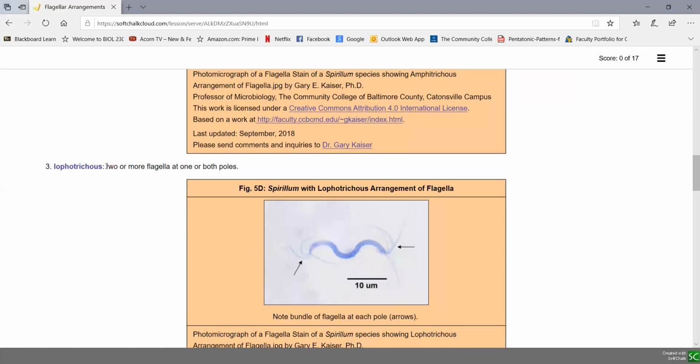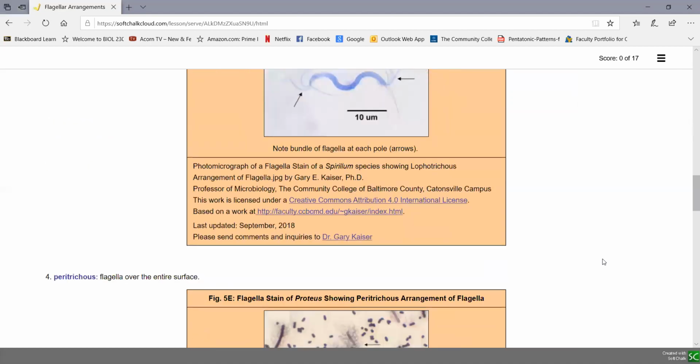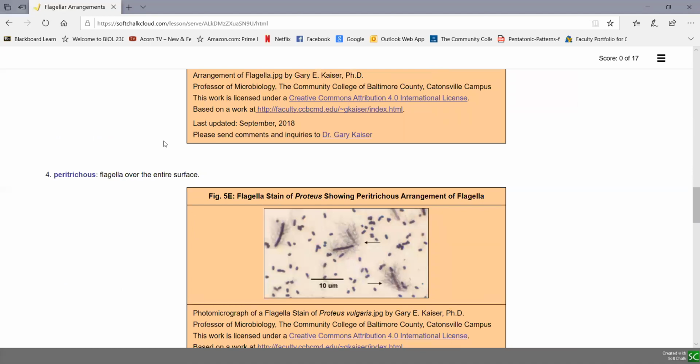Lophotrichous arrangement is two or more flagella at one or both poles. So this particular Spirillum here has a lophotrichous arrangement, and we see a bundle of flagella at each pole. In a peritrichous arrangement, flagella surround the entire surface of the bacterium, as we see in this Proteus here.